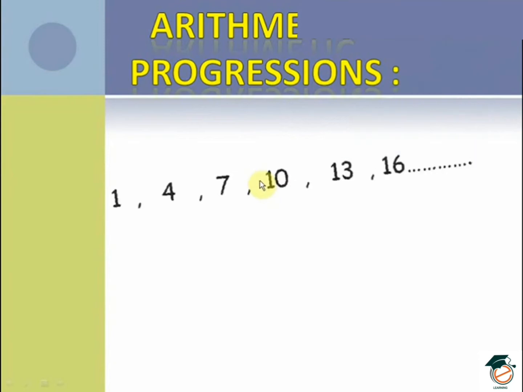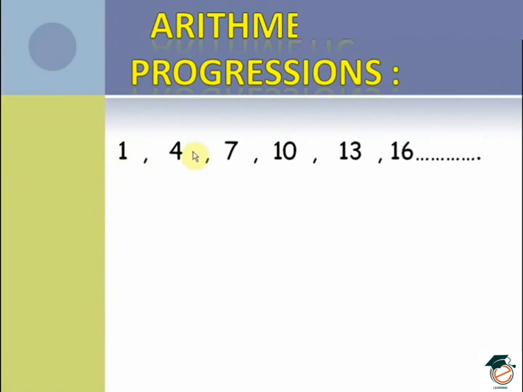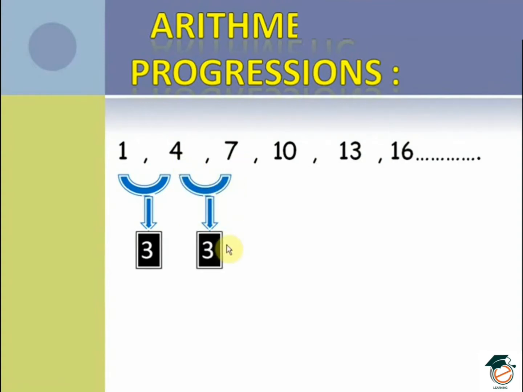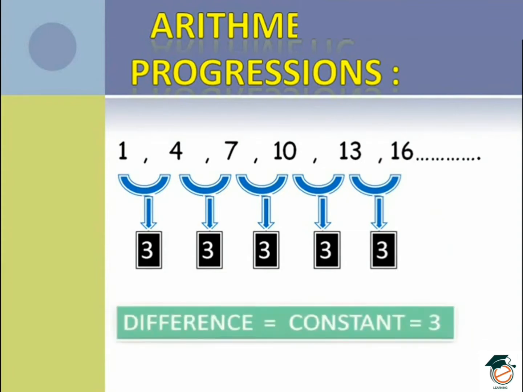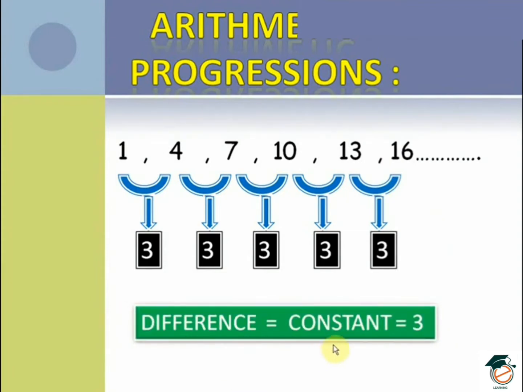Similarly, let's see one more example. If we have a series 1, 4, 7, 10, 13, 16. Now again, if we look at the difference between consecutive terms, it is equal to 3 each time. Again, we can say that the difference here is constant and that is equal to 3. So this is also an example of an arithmetic progression.